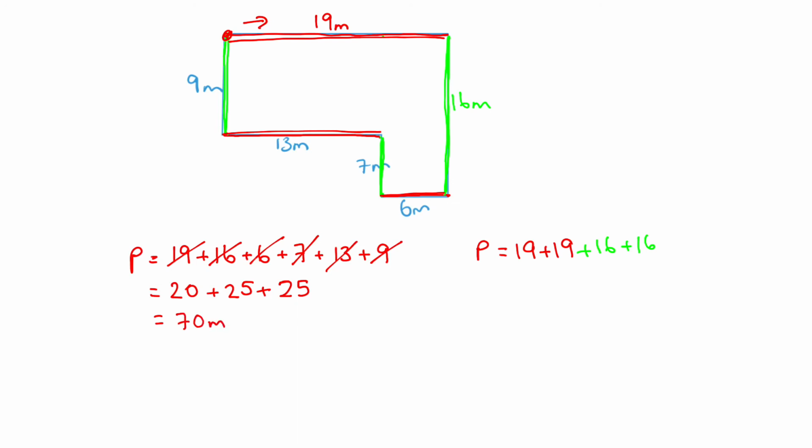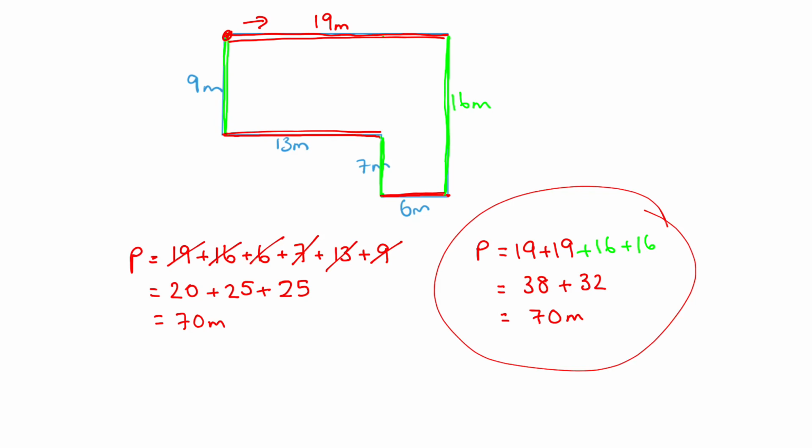Okay, let's just check it works out the same with the other one. So 19 and 19 is 38. 16 and 16 is 32. 38 and 32 altogether makes 70. So it doesn't matter which way round we do it, but this way is a little bit more straightforward when you come to do your adding up.